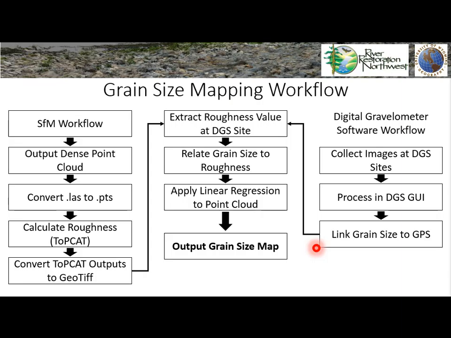So get excited. Once we have both roughness from our point cloud and our grain size information, we're going to bring these 2 data sets together, and we're going to create a linear regression to relate roughness within the point cloud to grain size, and eventually output a grain size map.